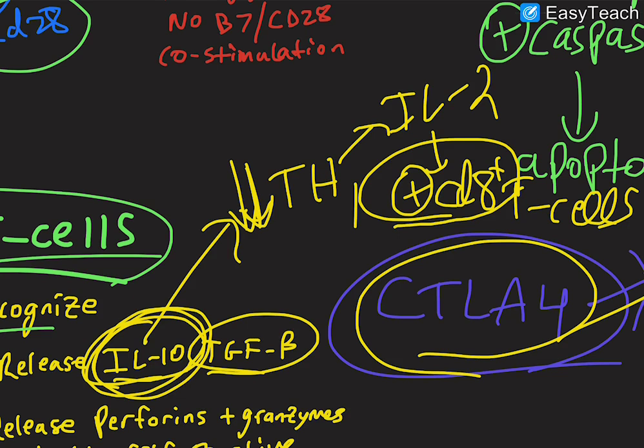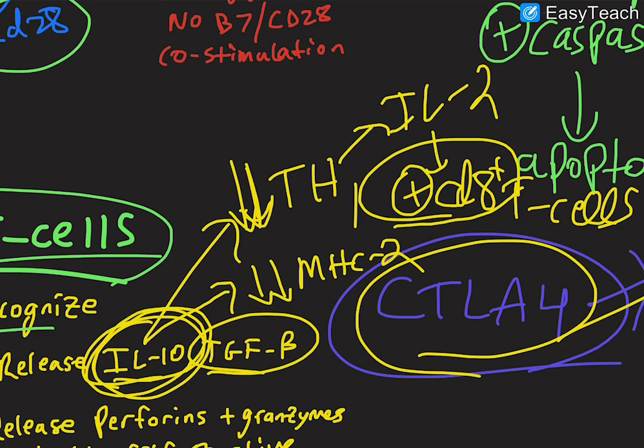Another thing IL-10 will do, it actually reduces MHC2 expression, right? So if you reduce MHC2 expression on your antigen-presenting cells, then you reduce the activation of T cells, right? Because T cells bind to MHC2 and then they get activated. Okay, so that's another function of our regulatory T cells, which again is really important when it comes to peripheral tolerance. All right.